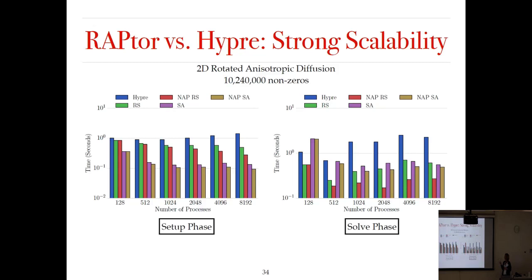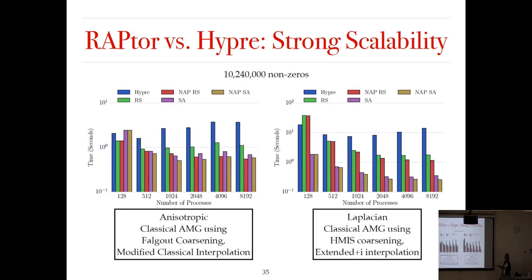This shows anisotropic diffusion. Again, this is the total time together for anisotropic diffusion and Laplacian. The Laplacian hierarchy here is also using aggressive coarsening in both Hypre and RAPtor. So these are the parameters. Again, we see large improvements to both the scalability and performance, in the best case typically using node-aware communication inside smooth aggregation solvers.